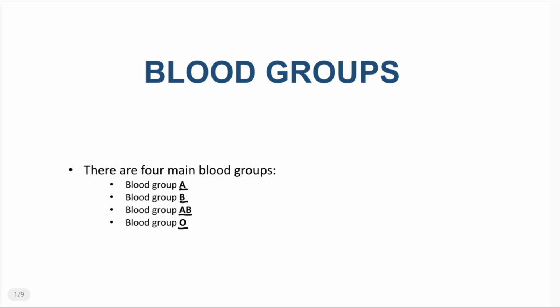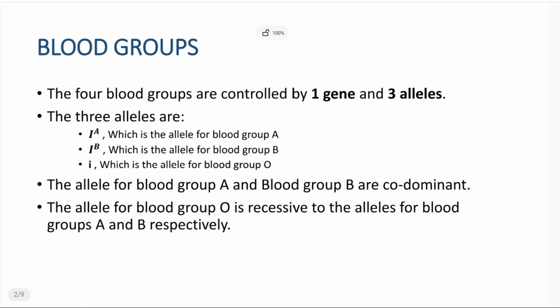Now, these blood groups will be inherited in a family, and we'll have to show that through a genetic cross, and we'll do that at a later stage. But the starting point here is that there's a grand total of just four blood groups, right?